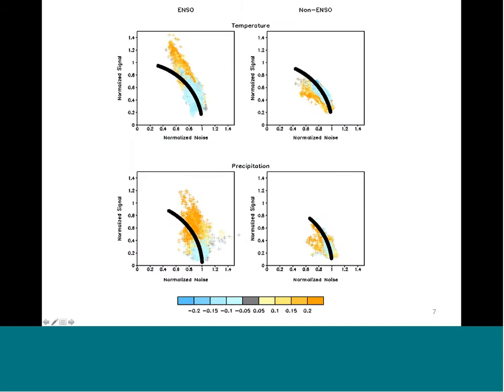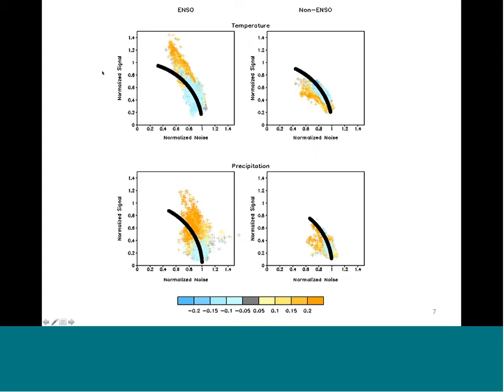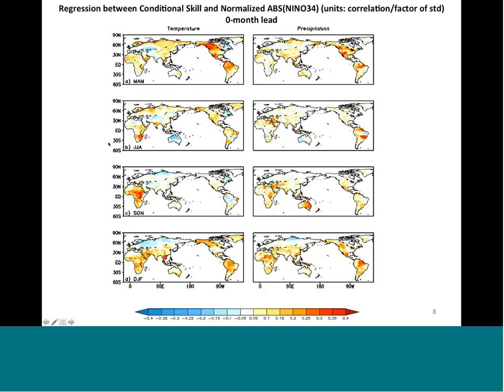We think it makes sense that this should be possible because the skill of temperature and precipitation over the U.S. is highly related to the signal of ENSO. This shows an example that that is true, with the normalized noise, which is the ensemble spread, on the x-axis, and the normalized signal, or the ensemble mean, on the y-axis. The colors show the regression coefficient M as a function of season, which shows the relationship between an ENSO index and the skill of temperature on the top, and precipitation on the bottom. As you see, as the signal increases, you have a stronger relationship between ENSO and skill, and that's true for both precipitation and temperature. So we expect that we should be able to do this based on what we know about ENSO and its relationship with skill of temperature and precipitation.